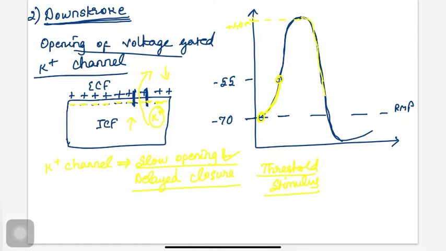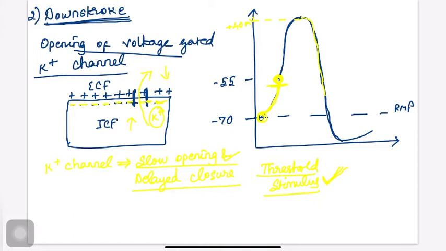What is a threshold stimulus? Any stimulus which changes the membrane potential from resting membrane potential to threshold potential is called a threshold stimulus. Only after reaching threshold potential can an action potential be generated, as we saw in the definition. Action potential is a series of changes in the membrane potential when the membrane potential reaches threshold potential. So how is the threshold potential reached? Only by applying a threshold stimulus.